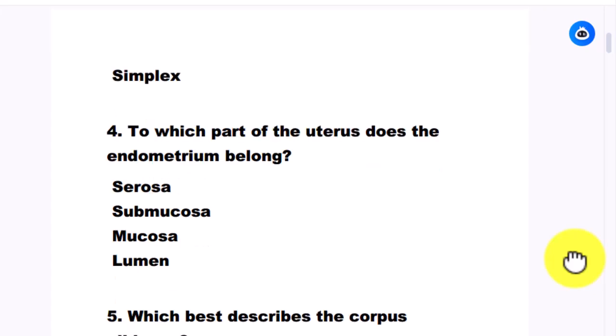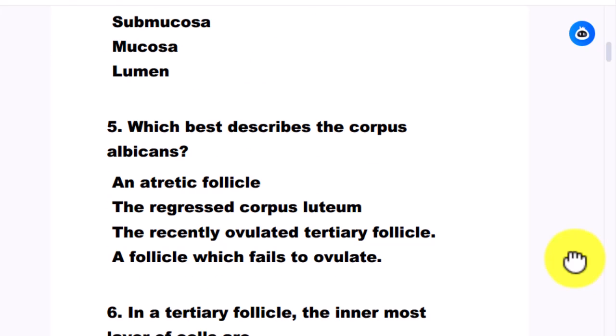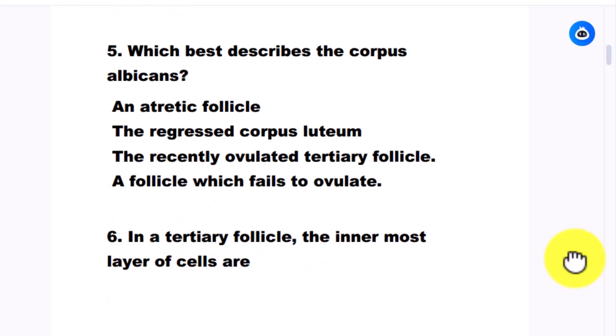Serosa, submucosa, mucosa, lumen. Which best describes the corpus albicans? An atretic follicle, the regressed corpus luteum, the recently ovulated tertiary follicle, a follicle which failed to ovulate.